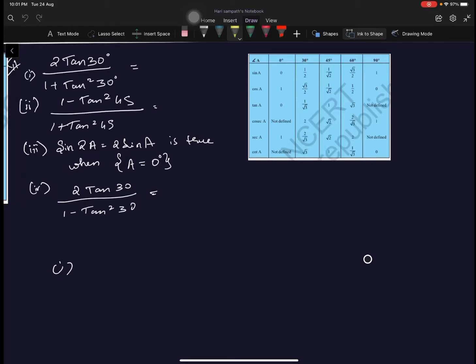Today we are going to be discussing the second problem from 8.2, and the first question is 2 tan 30 by 1 plus tan squared 30. Tan 30 value is going to be 1 by root 3. So let's start.